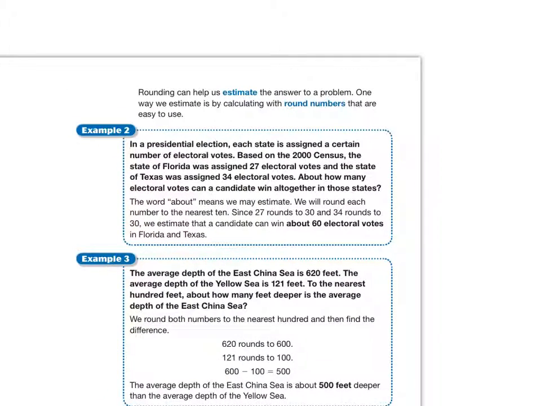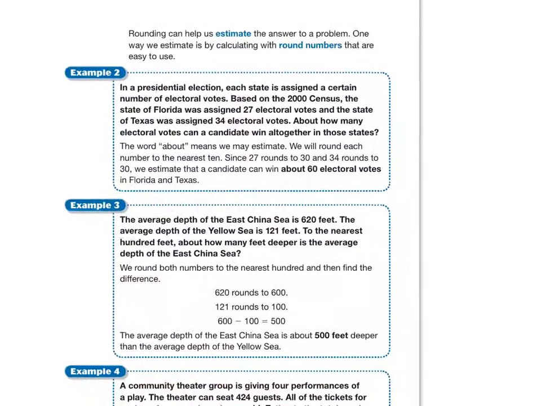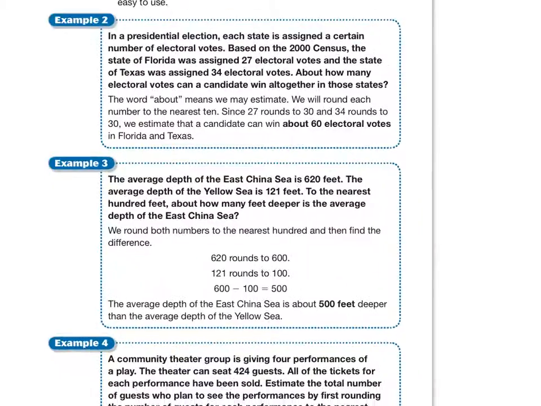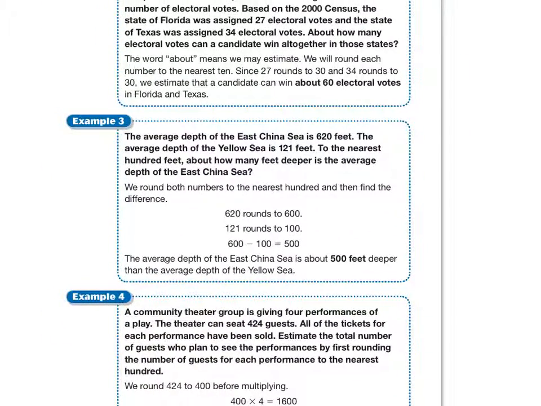Example number 2, we're looking at electoral votes and estimates. So I'm making sure this isn't stuff that we need to pay attention to. Go ahead and pause and read this through. Then, now that you're back, see what's useful in the next part. Go ahead and pause and read example number 3.